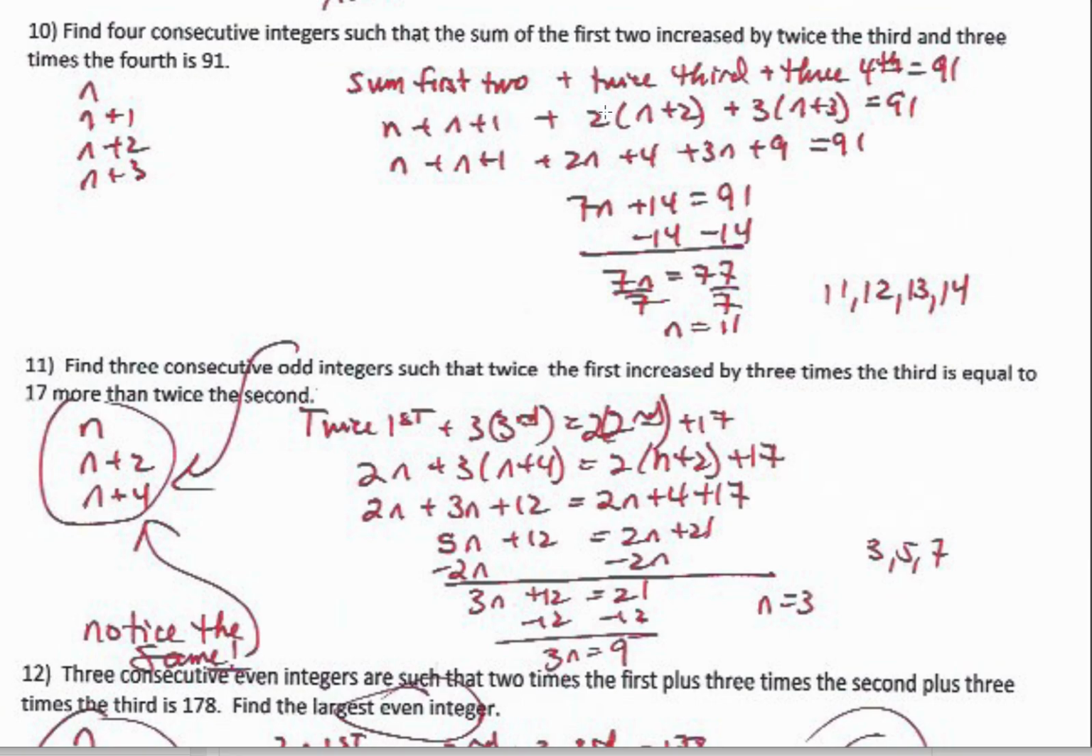So now distributing the 2, I get 2n plus 4. Distributing the 3, I get 3n plus 9. A little bit of combining like terms here. 1n, 2n, 4n, 7n. 1 and 4 is 5, and 9 is 14.